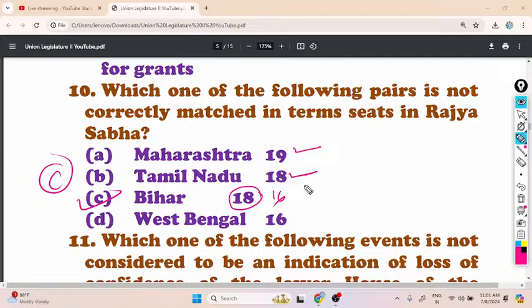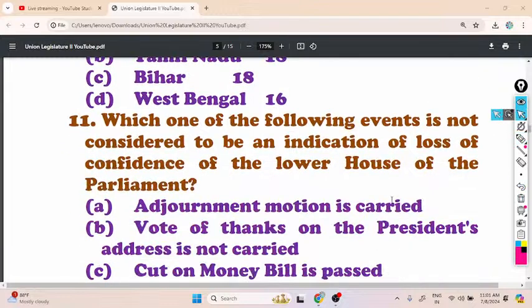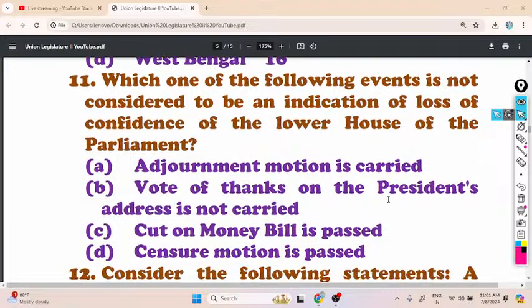Then we will come to question number 11. Stay with me. Which one of the following events is not considered to be an indication of loss of confidence of the lower house of parliament? Indication of loss of confidence means loss of majority in the lower house, which is the Lok Sabha. If an adjournment motion introduced against the government is passed by majority in the house, it will show that the government does not have majority. So that is appropriate.